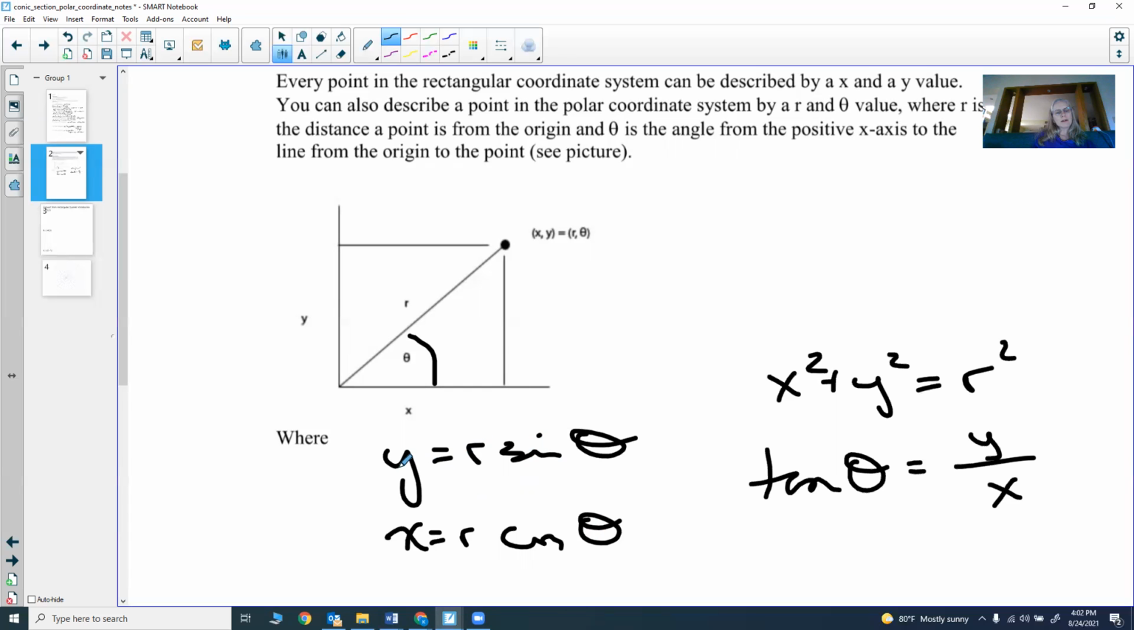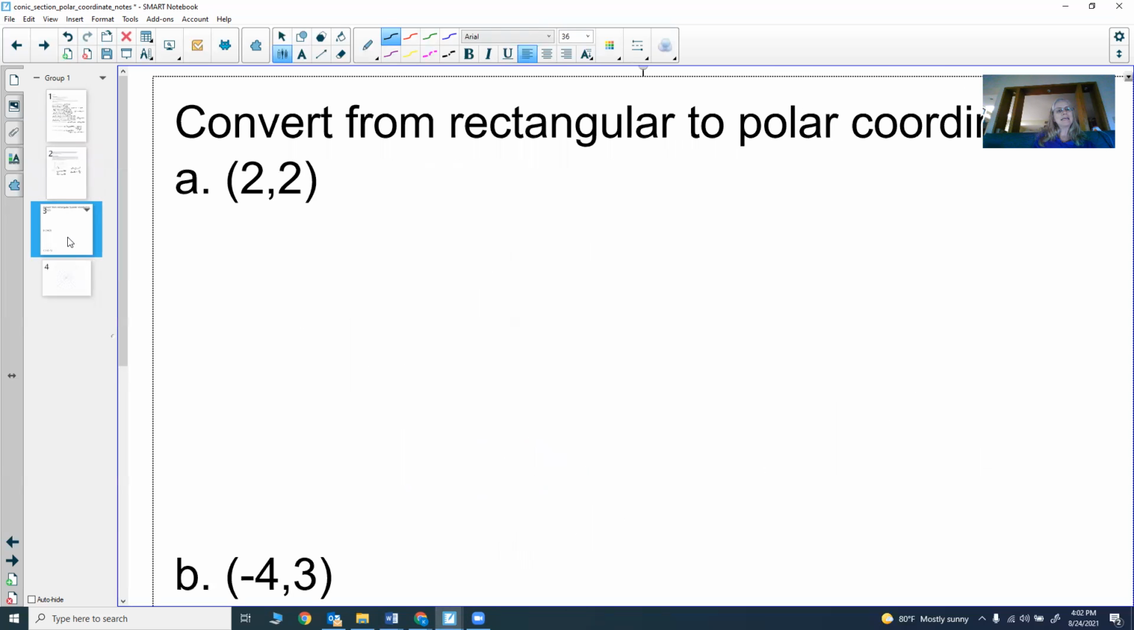Going from polar to rectangular is pretty easy; you just use this formula. Going the other direction has a little bit more challenge. So let's go ahead and convert from rectangular to polar coordinates. Let's take the point (2, 2). First, I'm going to find the r value. So r squared is going to equal x squared plus y squared. I do need to be told that these are rectangular coordinates, because you don't know just by looking at them. You have to be told they're rectangular and we want to go to polar.